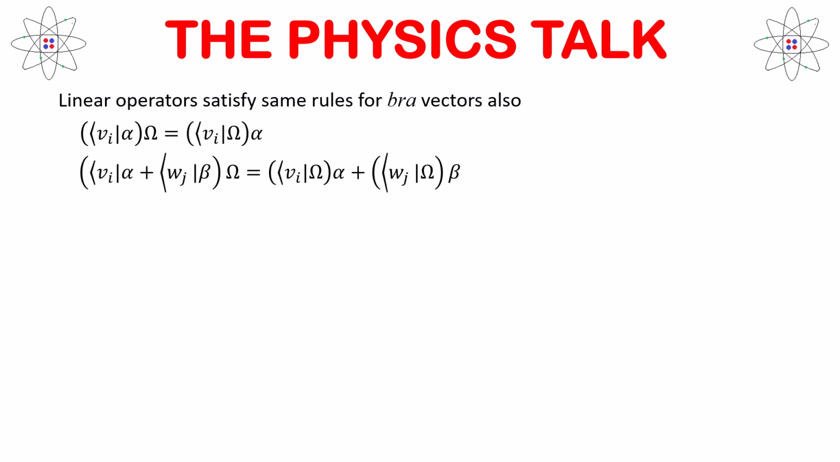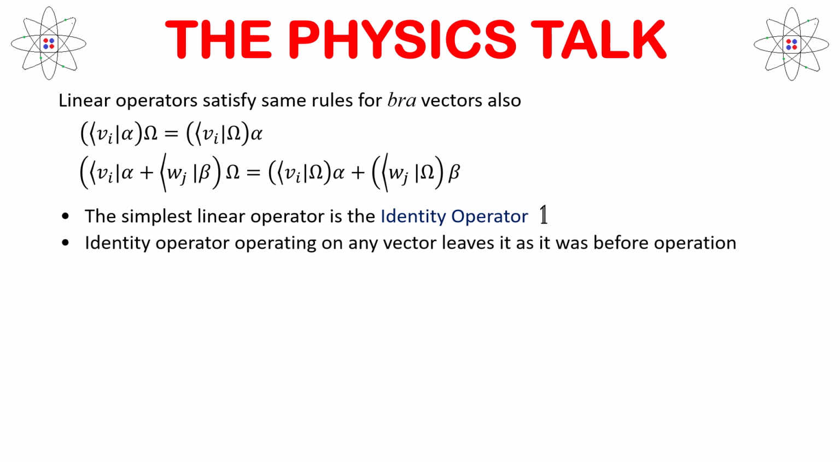Now there are some important points regarding operators that must be noted. The simplest linear operator is the identity operator, which is nothing but a unit matrix. When the identity operator operates on a vector, the vector does not change. As an example, when ket v is operated on by the identity operator, it remains as ket v. Similarly, bra v also remains the same when the identity operator operates on it.